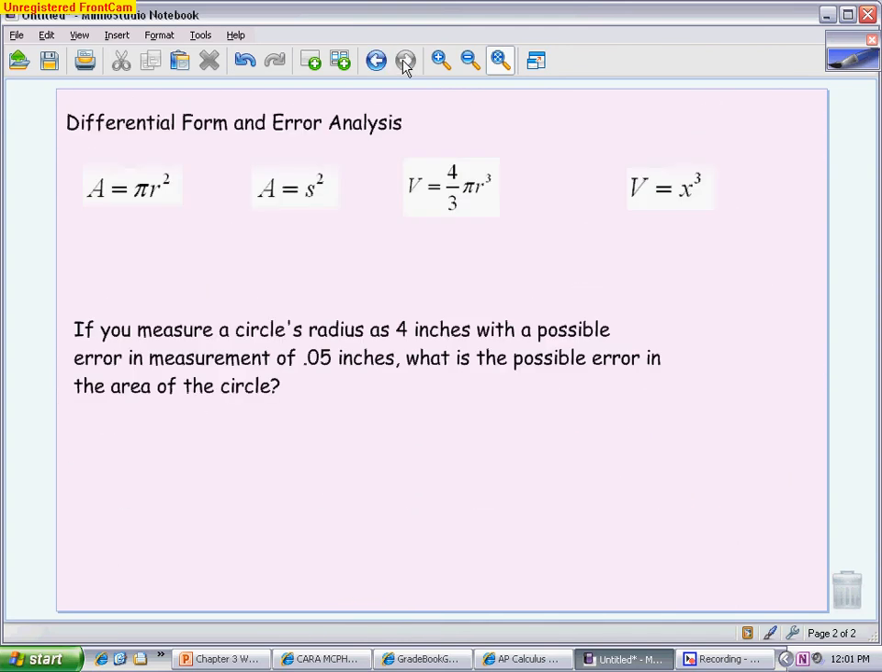The second half of 3.9 is actually applying differential forms. So I mentioned that we're going to use this form a lot next chapter, but we do have a quick application this chapter to show you that there actually is a little bit of purpose for what you are doing.